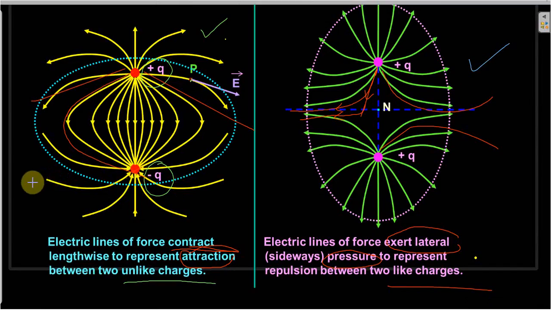Here two unlike charges are there, so there is a contraction between two unlike charges. So this is our eighth property. When two unlike charges are there, contraction will occur. And now the next one, here two positive charges, two similar charges are there. So for similar charges, what will happen? Lateral pressure will be exerted because both are repelling each other.